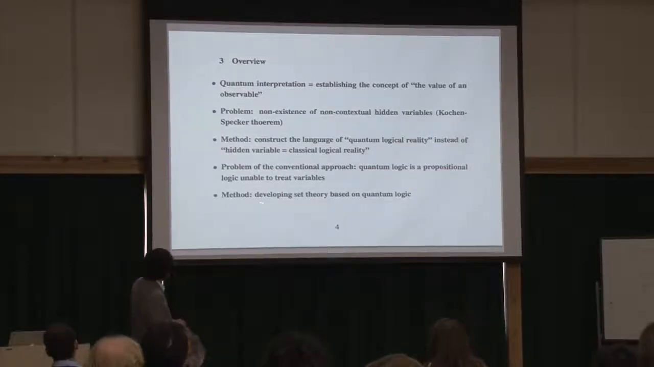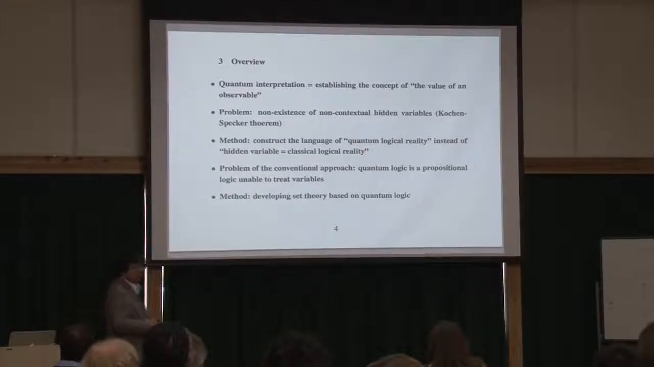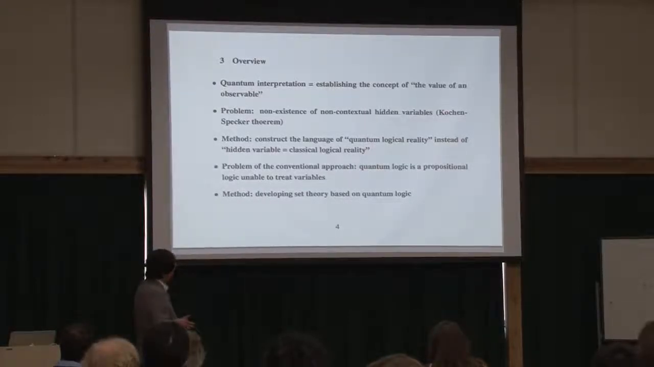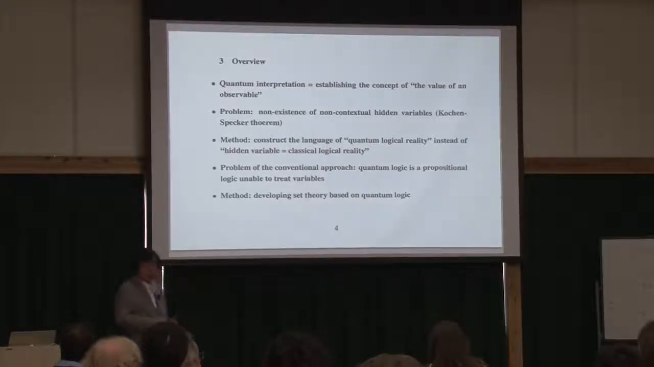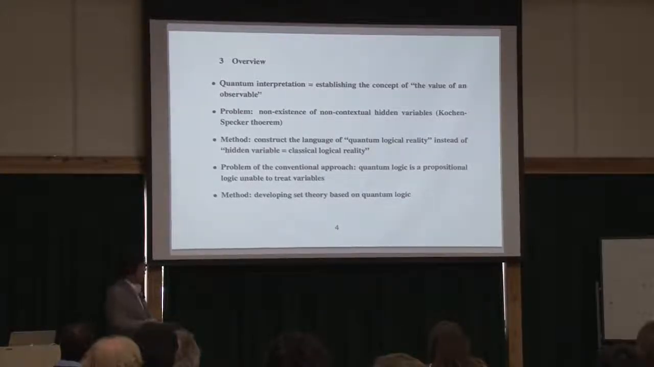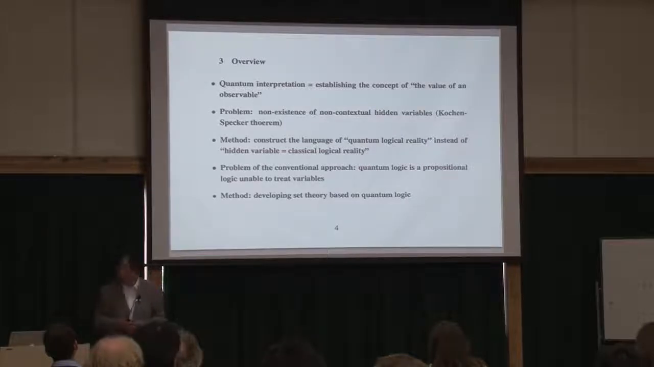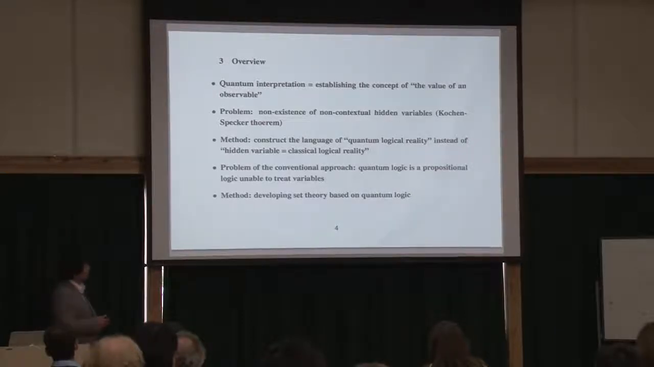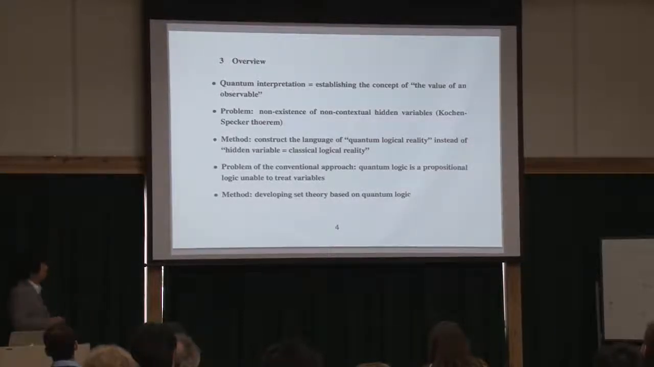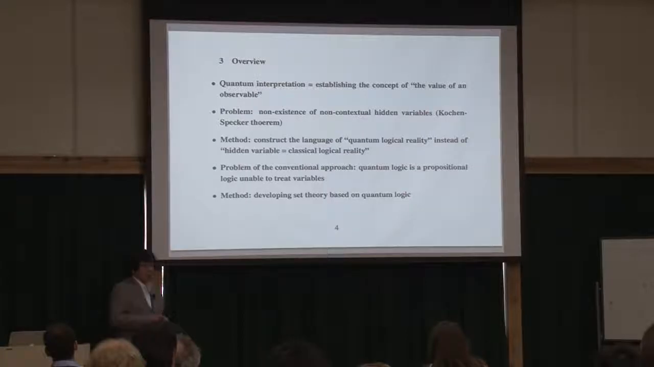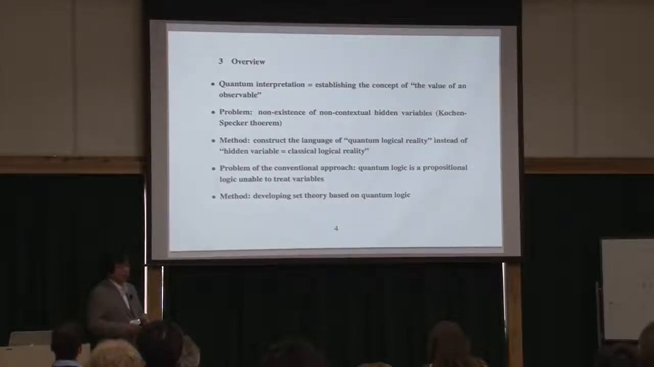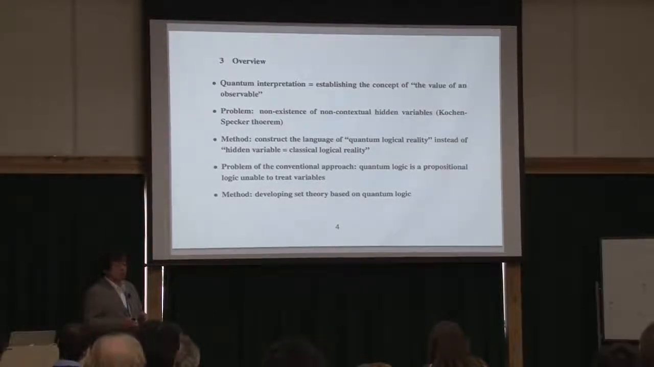Here, we are developing set theory based on quantum logic, which is much more like predicate logic than just propositional logic, and which enables us to treat all the statements formalized in set theory. For example, any theorems in real number theory can be represented as some statement in this quantum theory, which means that every statement in set theory can be associated with some quantum logical truth value, which is a projection.